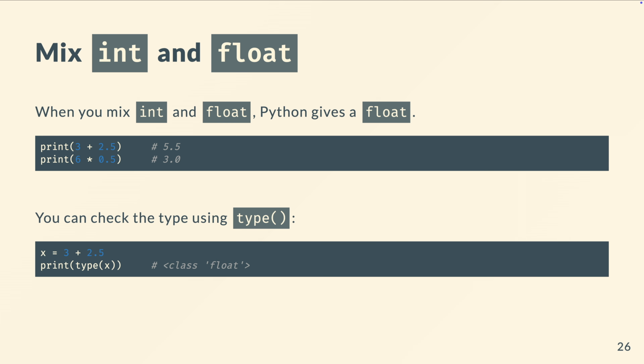We can check the type using type with parentheses. Here, x is 3 plus 2.5. That gives a float. So type of x prints class float.